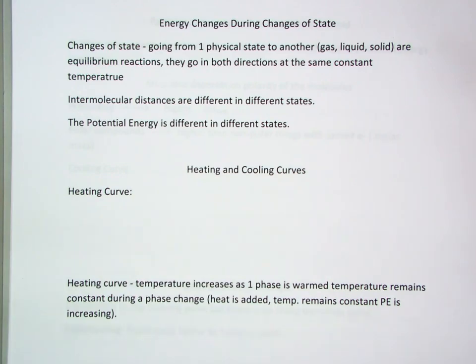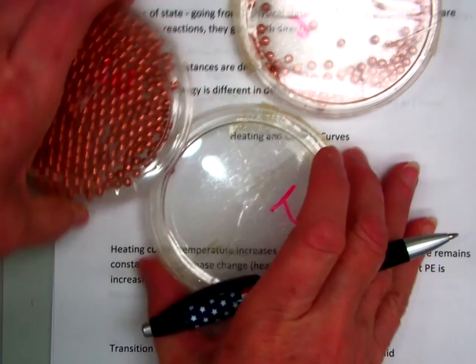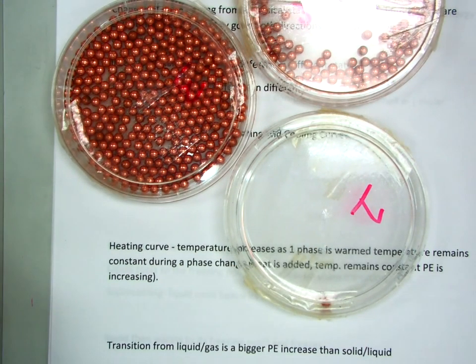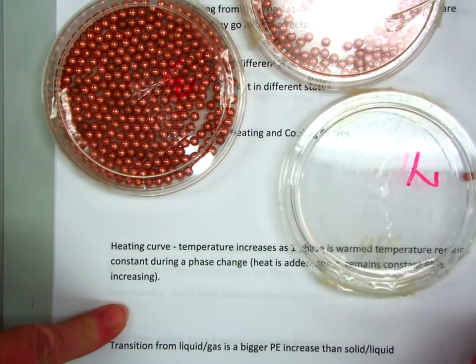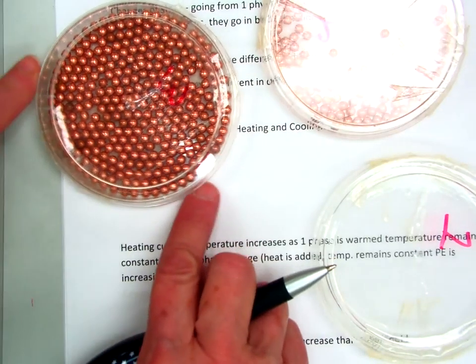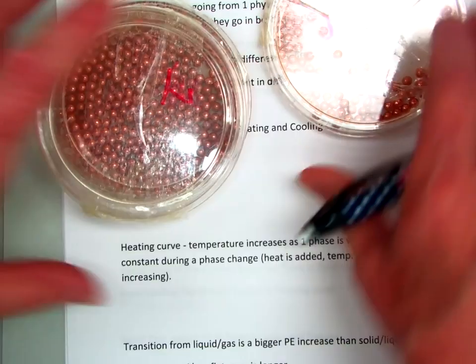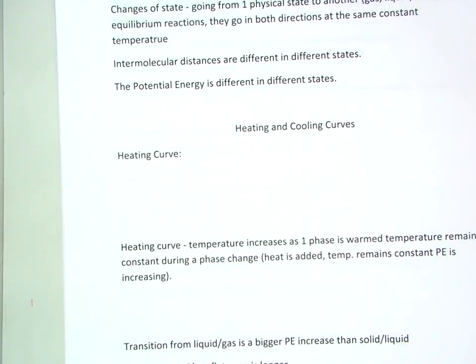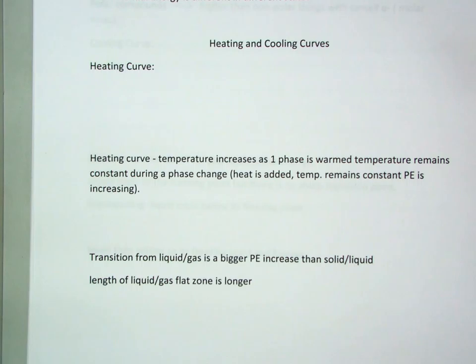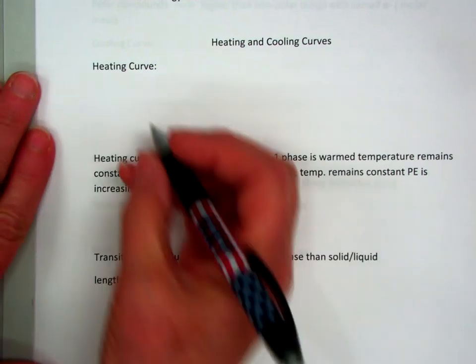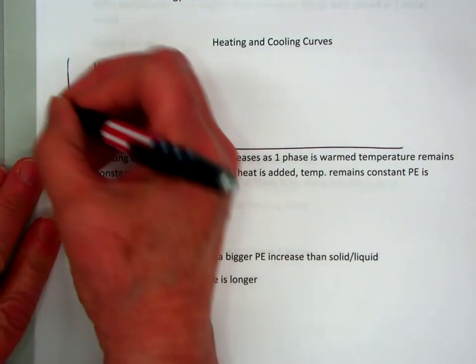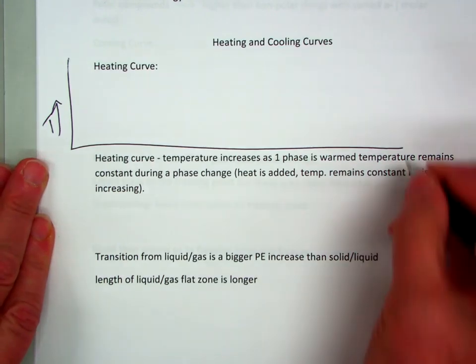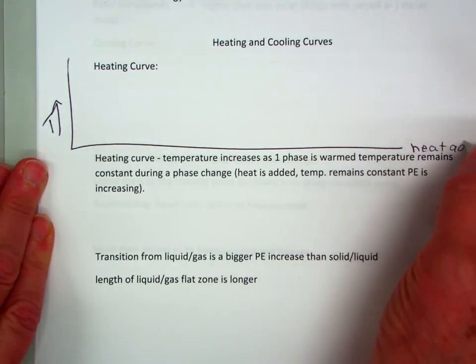When we think about physical states, the intermolecular distances are different in gases, liquids, and solids. We talked about this before in terms of molecules touching, but the molecules are really far apart in a gas. They're closer to each other in the liquid, and they're really close in the solid. So it takes energy to move these molecules apart and allow them to make a phase transition. We can calculate the energy it takes by looking at heating and cooling curves. In a heating curve, we have the temperature increasing on the y-axis, and the heat energy added on the x-axis.